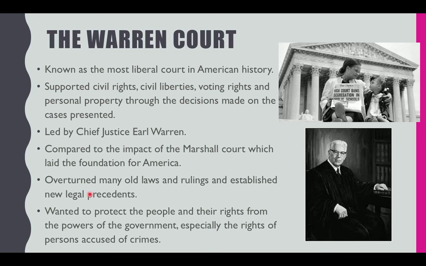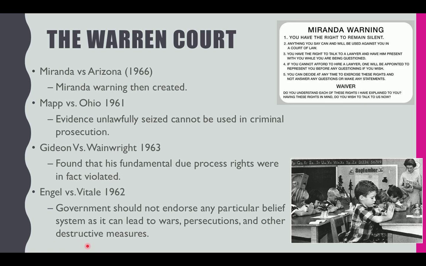The Warren Court is going to overturn many old laws and rulings and set new legal precedents, or examples, which we saw in Brown versus Board of Education, where Plessy versus Ferguson was overturned, and we saw a new precedent being set where segregation was unconstitutional. The Warren Court wanted to protect the people and their rights from the government. And the most controversial part of the Warren Court is they were protecting the rights of the accused. Accused, we're going to find, were the criminals.